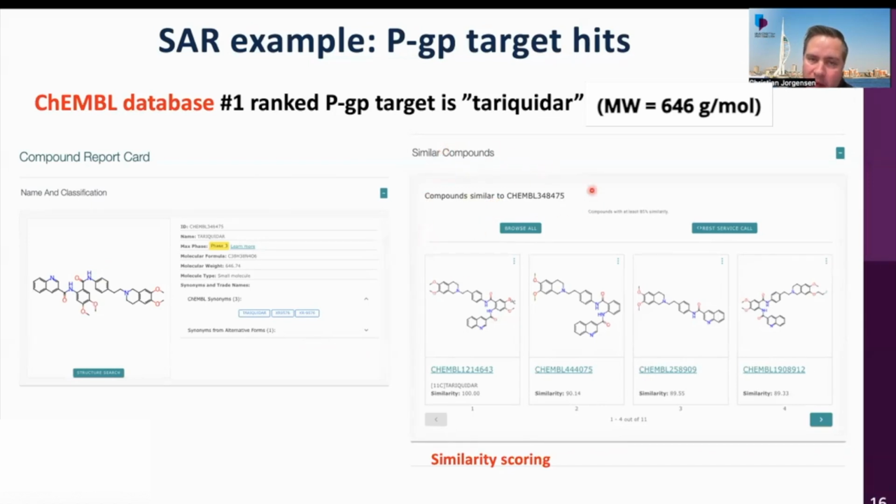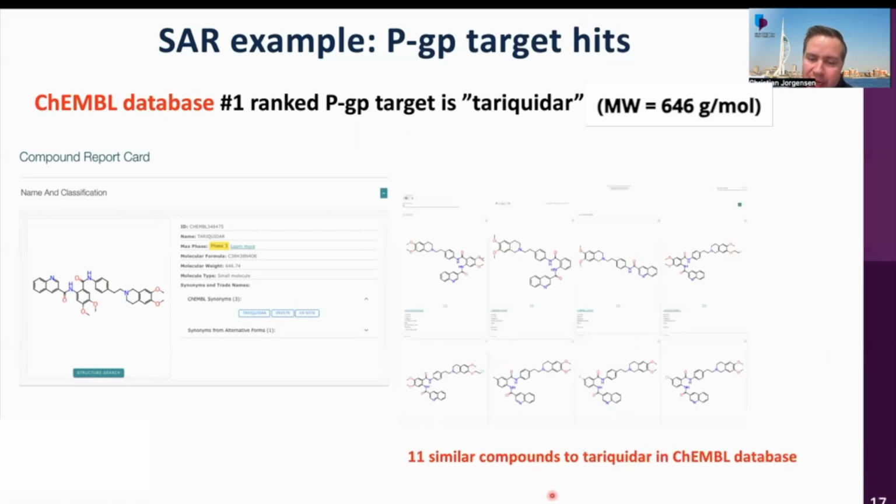Then you have next to it the list of similar compounds. And here's now the similarity score that I was mentioning. A similarity score of 100% is for the same compound, and then it goes from 0 to 100. 90 means very close. This is very similar to target number 1. This is the one called sosuquidar. And then it continues, ensequidar, etc. And you can see the similarity is really high. So these are really similar compounds, and they have strong potency on PGP. And in total, there's 11 similar compounds in the ChEMBL database.